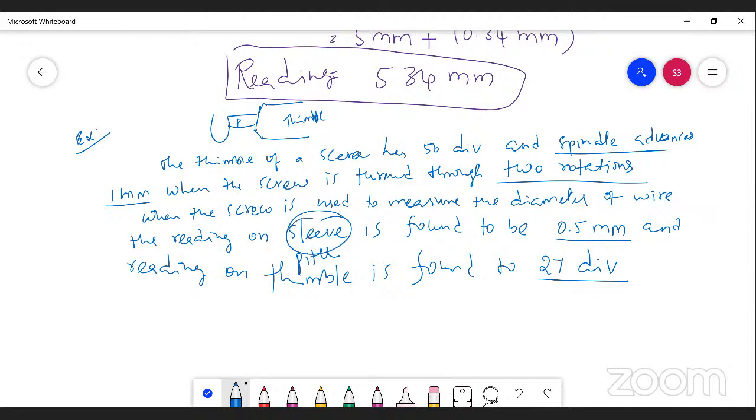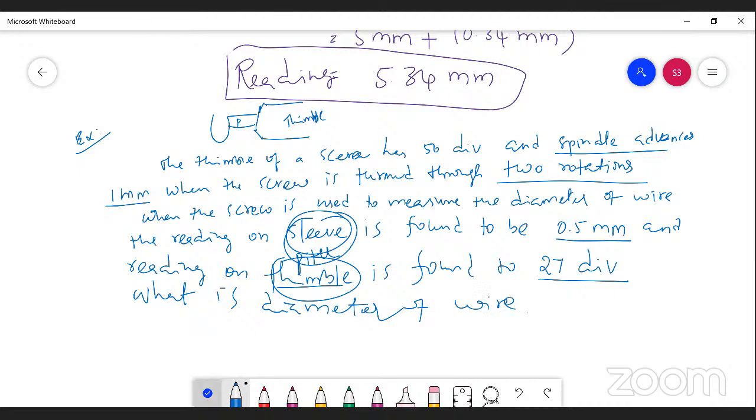Sleeve is nothing but this is the pitch. Thimble is nothing but the head scale, the circular scale. The head scale is also called a circular scale. The circular scale bar of iron bar is called a thimble. It is found to be 27 divisions. What is the diameter of wire? There is the question.